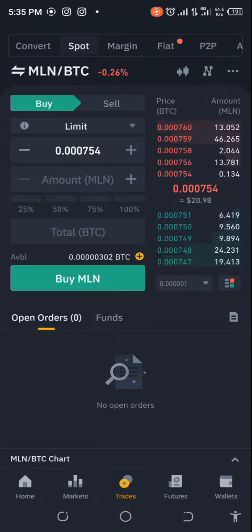Because the cost of this one MLN is like $20 plus. So for us to at least have something in the range of an amount that can help us buy at least plus one. Okay. So let's go ahead and check out the simulations.